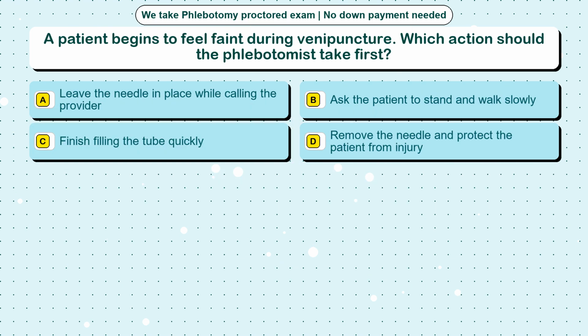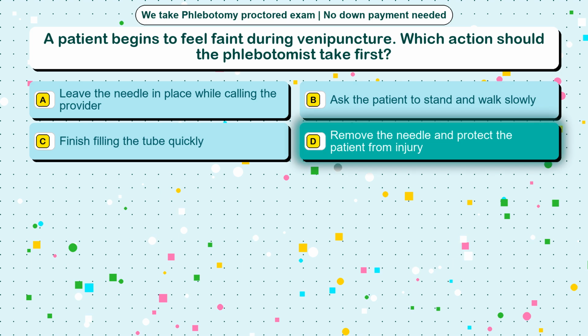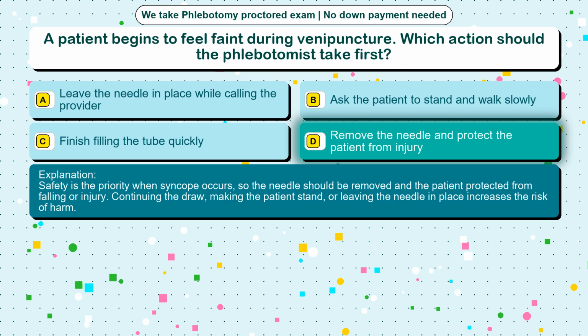Question 75. A patient begins to feel faint during venipuncture. Which action should the phlebotomist take first? Option A, leave the needle in place while calling the provider. Option B, ask the patient to stand and walk slowly. Option C, finish filling the tube quickly. Option D, remove the needle and protect the patient from injury. The correct answer is option D, remove the needle and protect the patient from injury. Safety is the priority when syncope occurs, so the needle should be removed and the patient protected from falling or injury. Continuing the draw, making the patient stand, or leaving the needle in place increases the risk of harm.